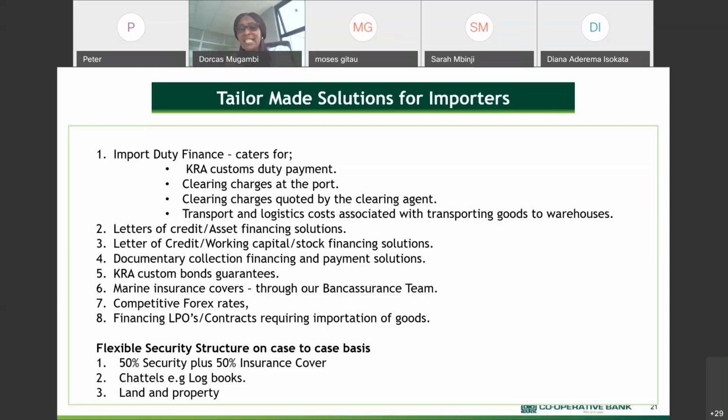And finally, I didn't mention something around KRA customs bonds. That is something that we normally do.